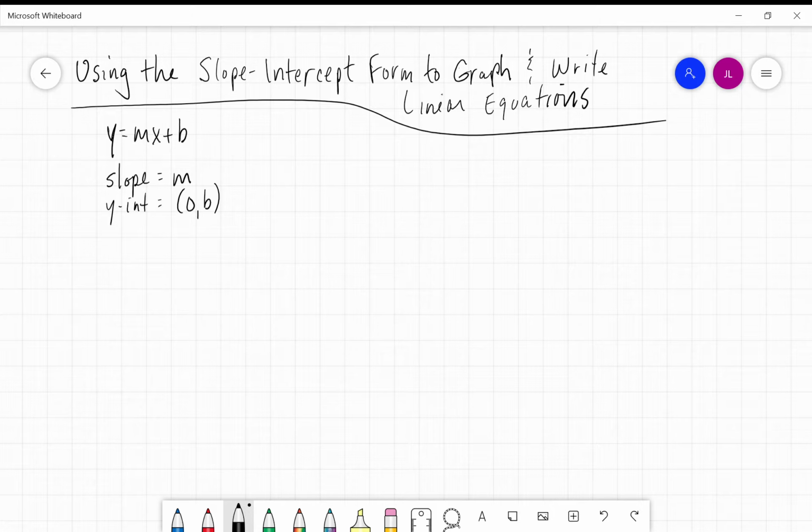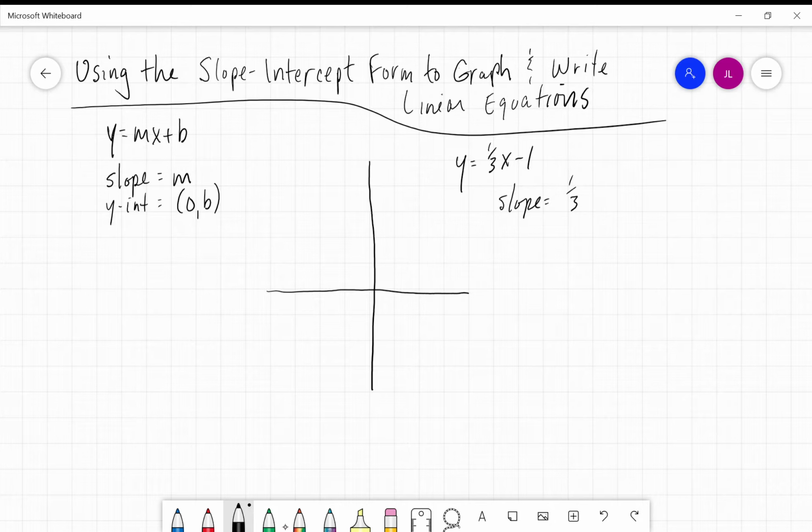So if we want to graph, I touched on this in another video, but if we want to graph a line, say we want to graph y is equal to 1/3 x minus 1. Well, looking at this, we can see if we take our slope and y-intercept information, we know the slope is 1/3, and the y-intercept is going to be -1, or we should say 0, -1 in ordered pair format.